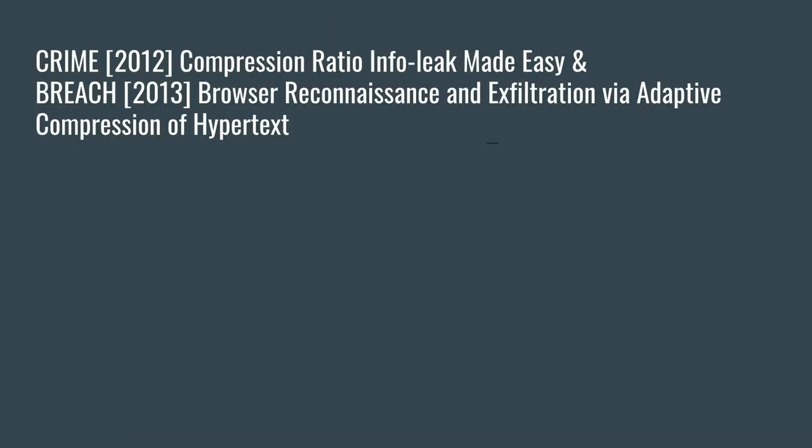The next two attacks we're going to touch on just briefly are the CRIME attack and the BREACH attack. CRIME stands for Compression Ratio Info-leak Made Easy, and BREACH stands for Browser Reconnaissance and Exfiltration via Adaptive Compression of Hypertext. It's tradition now that each attack against SSL and TLS has one of these cutesy acronyms, and the same group discovered these in 2012 and 2013, respectively.